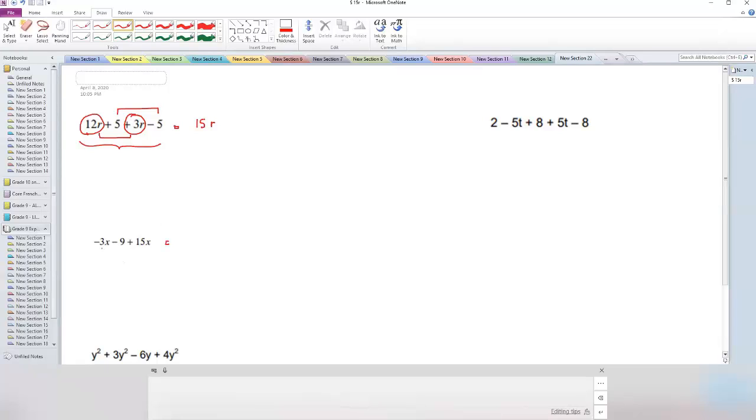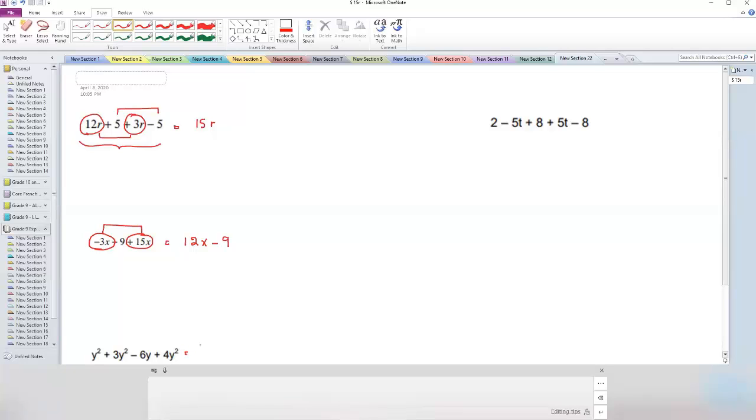I can see the negative 3x and the 15x are like terms, and the negative 9 is by itself. And you notice that I'm trying to get the like terms with the sign. So this is positive 15 and this is negative 3. So make sure that you combine taking into consideration the sign. So 15x minus 3x equals 12x, and the negative 9 stays as it is.